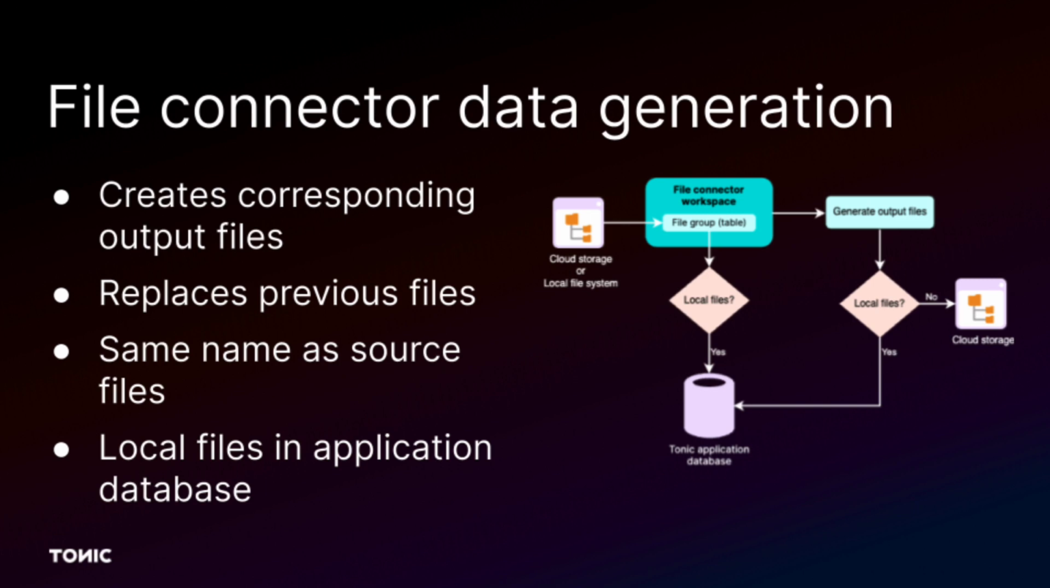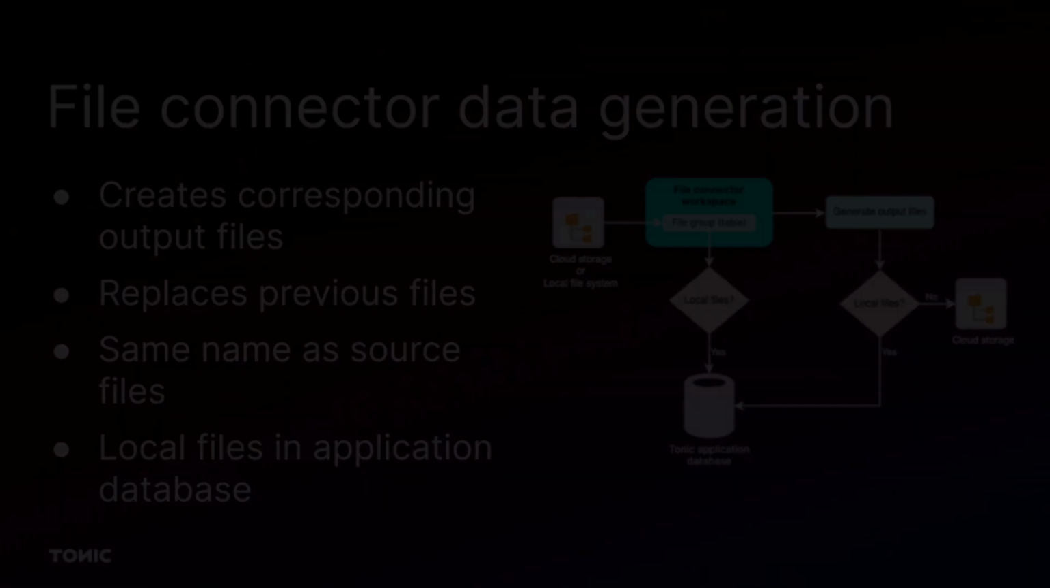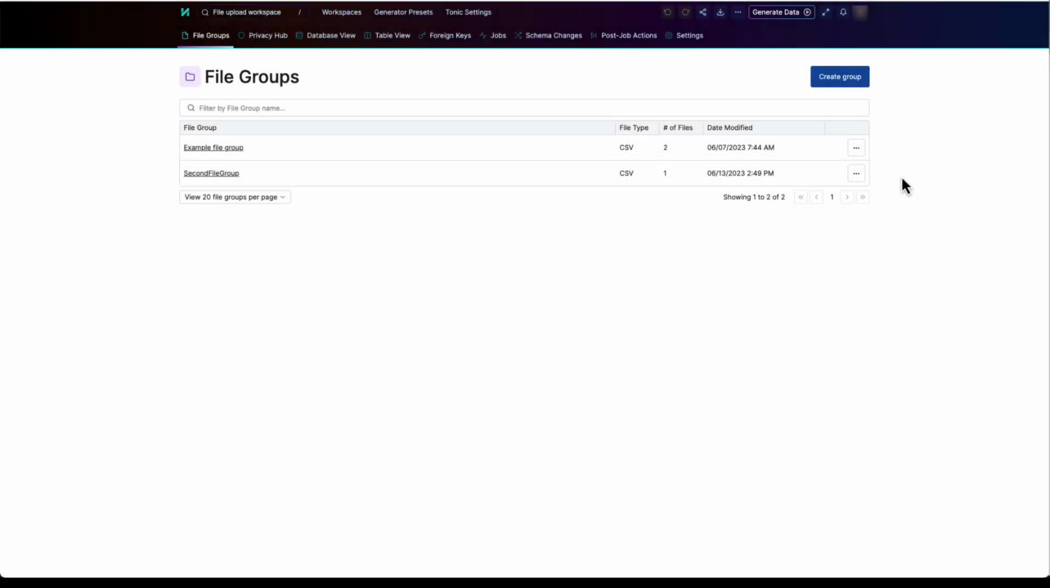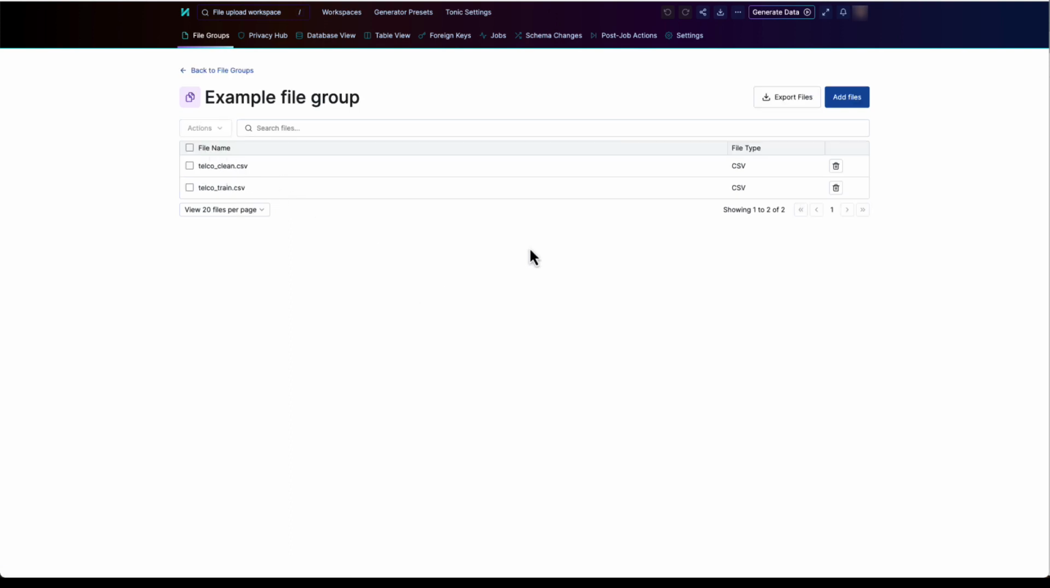For files from Amazon S3 and Google Cloud Storage, Tonic writes the files to the workspace output location. For files from a local file system, Tonic encrypts the files and stores them in the Tonic application database. To retrieve output files from the Tonic application database, use the download options on the File Groups view or the File Group Details view.